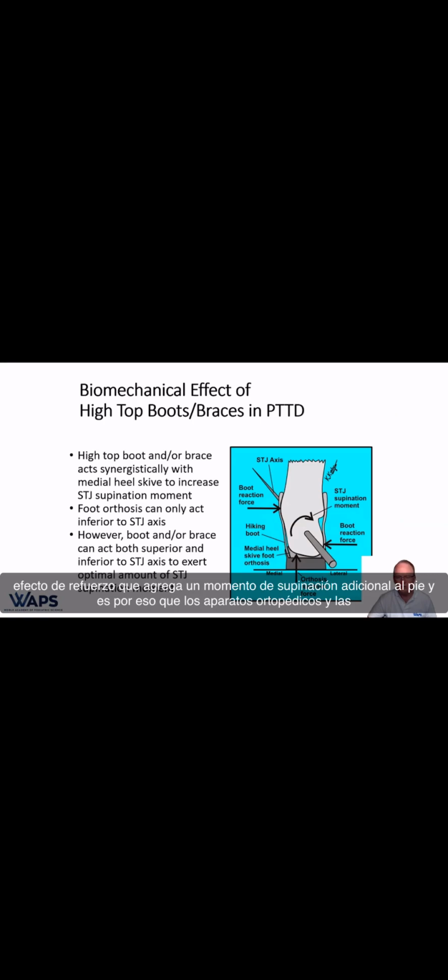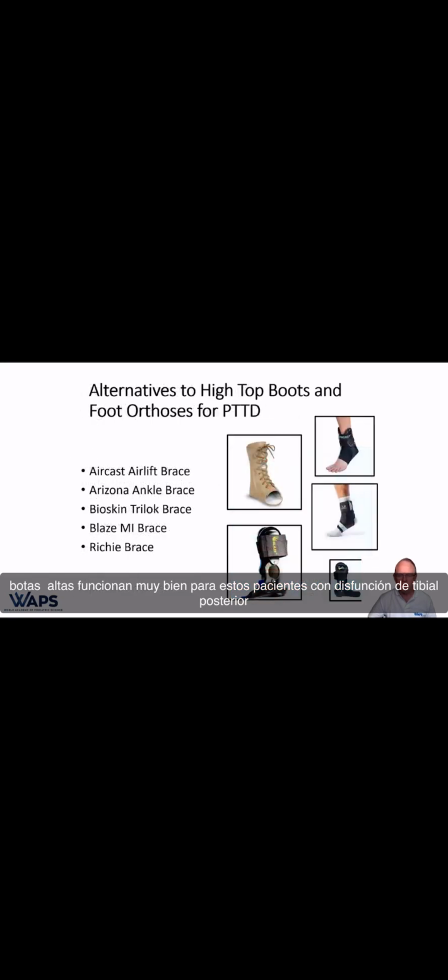And this is why braces and boots, high top boots, work very well for these patients with posterior tibial tendon dysfunction. We can use high top boots. We can use foot orthosis for posterior tibial tendon dysfunction. These are the many braces that are available. I'm sure there's many more, but the same idea is that we're trying to use a brace above the ankle to control the subtalar joint since it can brace both inferior and superior to the subtalar joint axis.